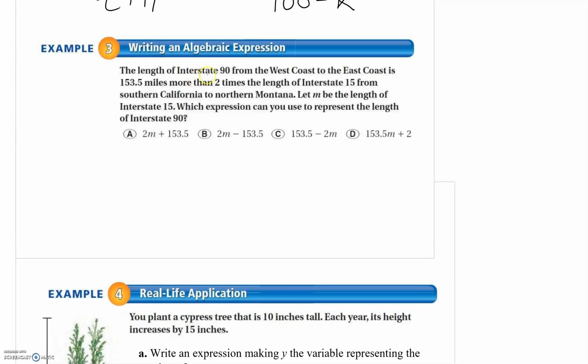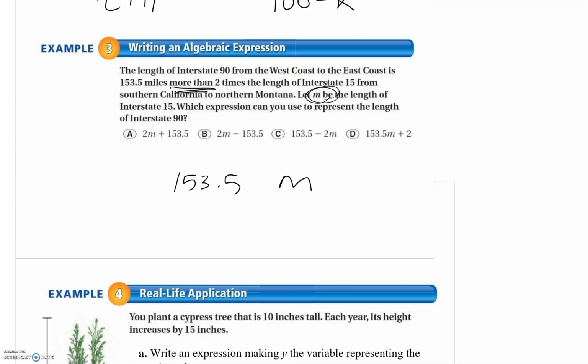Example 3 says the length of Interstate 90 from west coast to east coast is 153.5 miles more than 2 times the length of Interstate 15. Okay, from Southern California to northern Montana. Let M, so there's your variable, represent the length of Interstate 15. So I have M here. Which expression can you use to represent the length of Interstate 90?